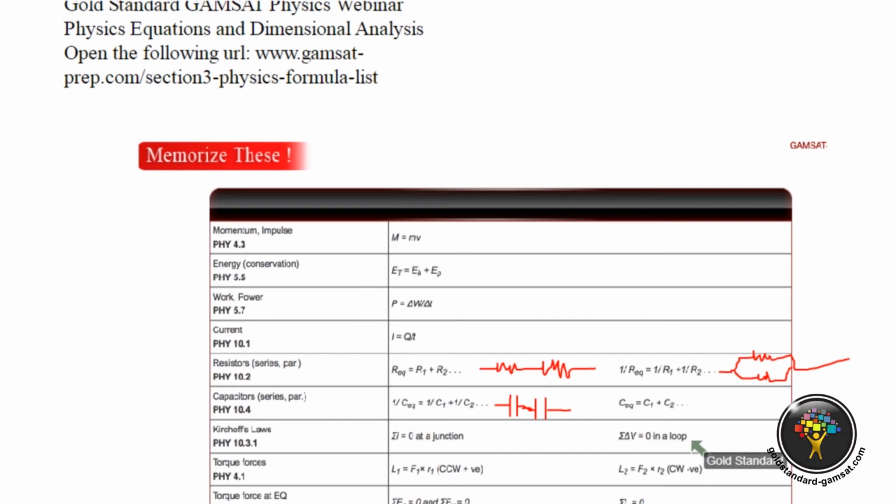And also, in any loop, which is any enclosed area of wire, it goes in a circle, so it's a loop, the change in voltage is equal to 0 in any loop.